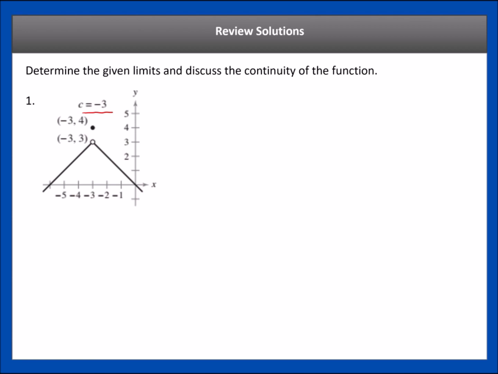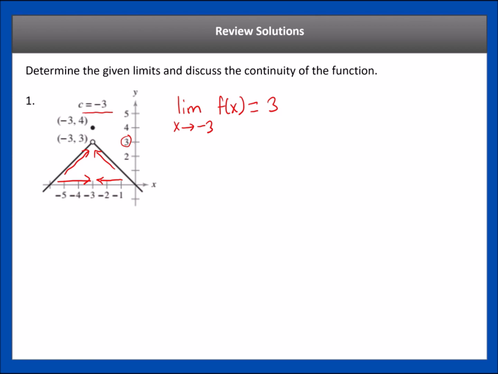So if I were to use the one-sided limit as I approach -3 from the left side, that's going to give me a value of 3. If I do the limit as x approaches -3 from the right side, that's also going to give me a value of 3. So the limit exists. We know that the limit as x approaches -3 of f of x exists, and it is equal to 3.